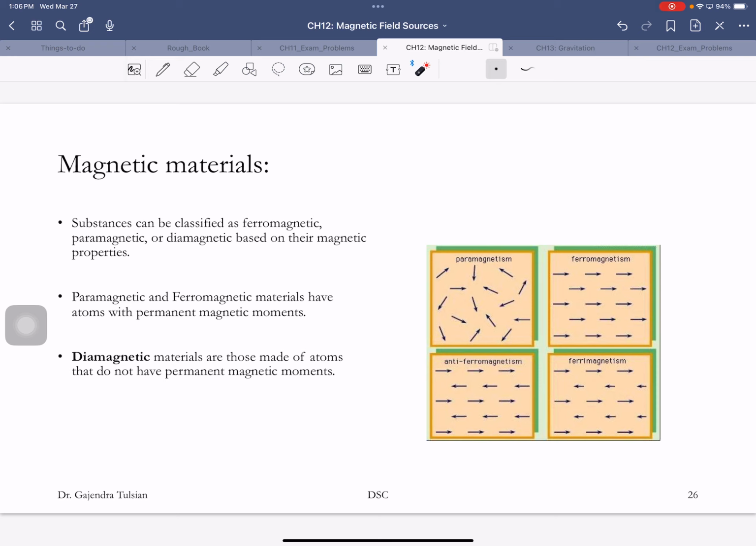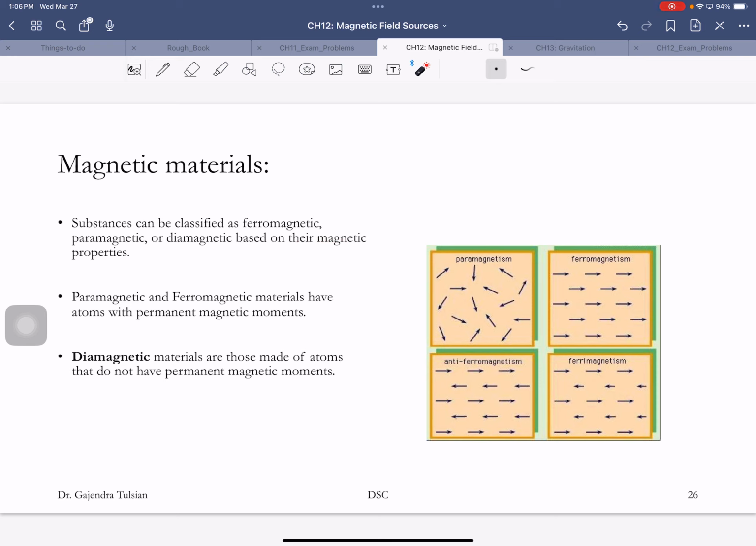All right, I'm going to quickly describe some magnetic materials. If you're a material science guy, you'll run into this stuff. Magnetic materials are important because we've used them for storage and stuff like that. Substances are classified as ferromagnetic, paramagnetic, or diamagnetic based on their magnetic properties.